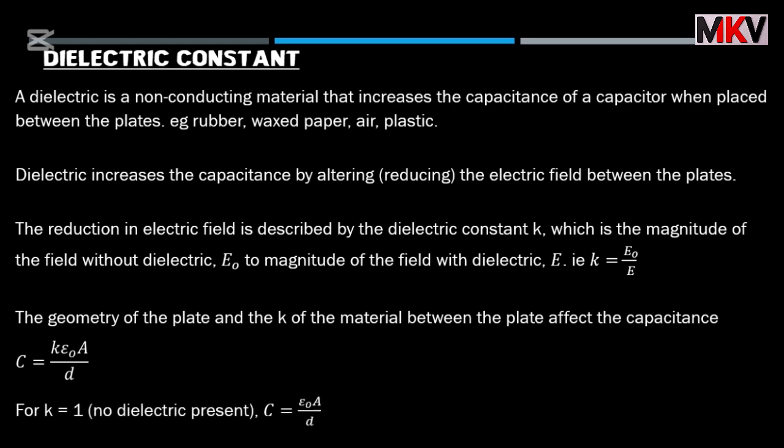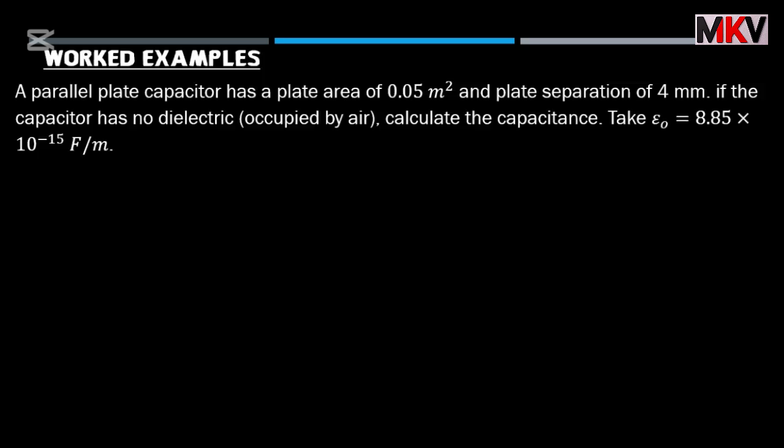Now for K equal to 1, that is when there is no dielectric present, we go back to our normal equation, which is C equals epsilon naught A over D. So when we have air between the plates, meaning there's no dielectric present, this gives K equal to 1. Now let's look at some examples.